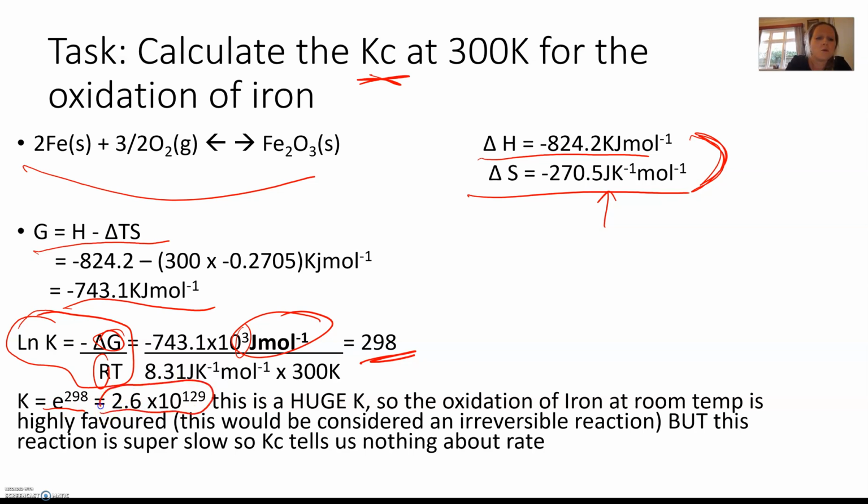gives you this enormous number of 2.6 times 10 to the 129. That's a huge value, massive, massive, massive. So basically what that number shows is that products are being favoured, and so much so that basically the reverse reaction doesn't even happen.